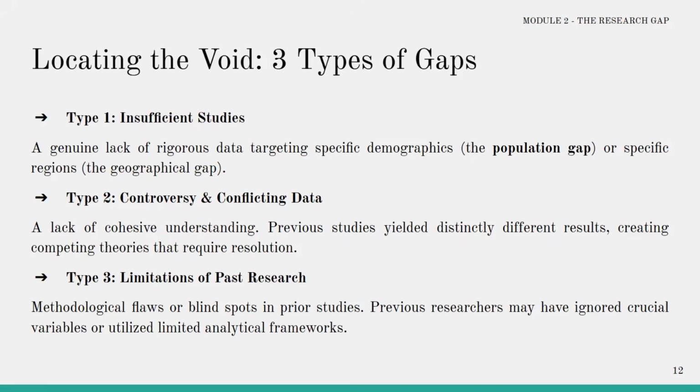Or there could be controversy or conflicting data. So a lack of cohesive understanding is there. Previous studies yielded distinctly different results, creating competing theories that require resolution. So one study found one solution and another study found another solution. So that could be a research gap. For example, some studies say that UHPC greatly improves durability, and some other studies show a slight improvement. So there is a direct conflict in the results of the previous studies.